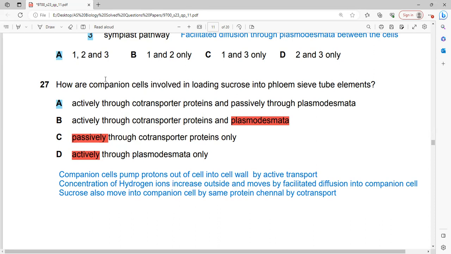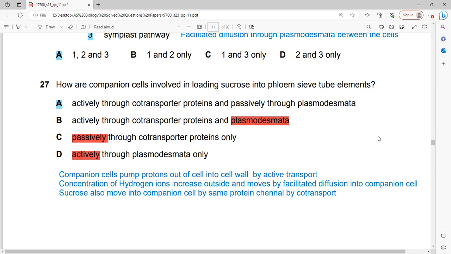So the sucrose is moving into the companion cell by co-transport, and these protein channels are open, driven by the active transport of hydrogen ions. So first actively through the co-transport protein, and then passively through plasmodesmata. Passively through plasmodesmata means the sucrose transfers from the companion cell to the sieve tube element.